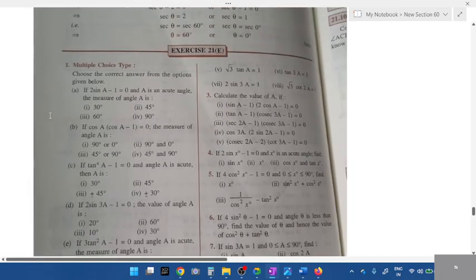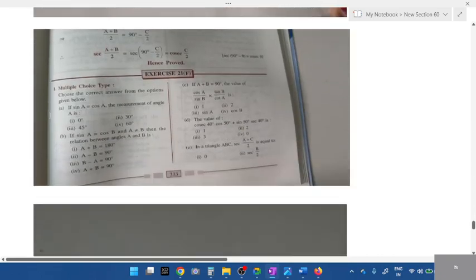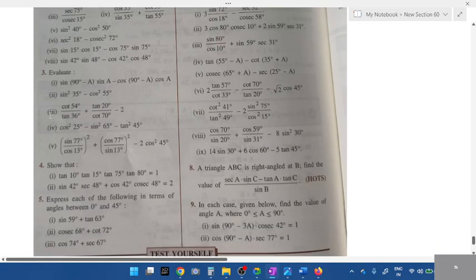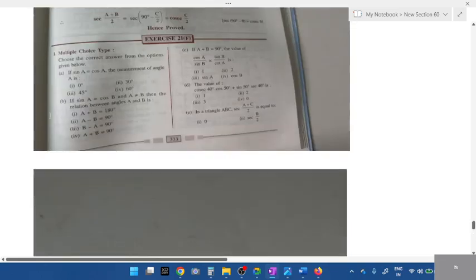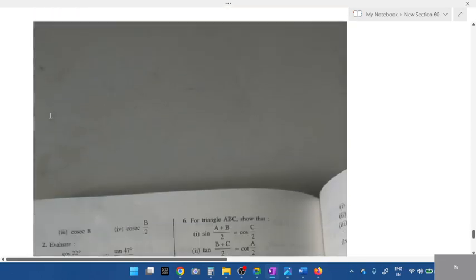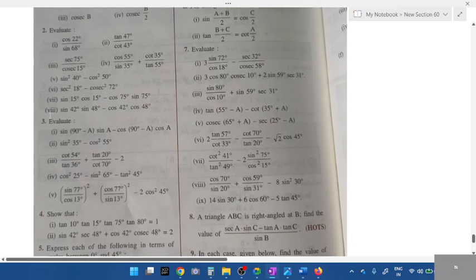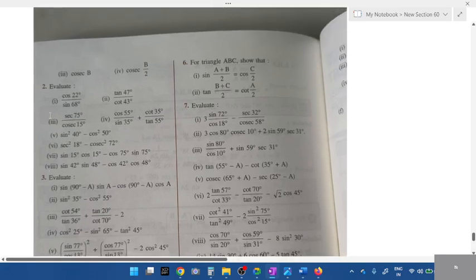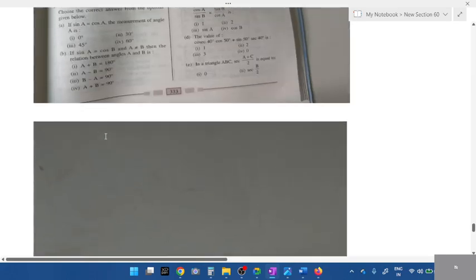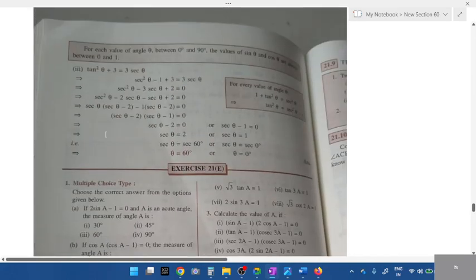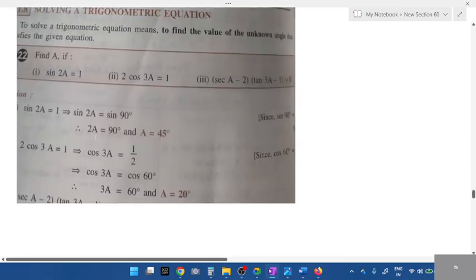There is exercise E, exercise F. Exercise E is a bit tough. Exercise F is easy. Exercise F is actually important. Okay, fine. Try these 3 questions. Attend at 4:30 tomorrow.